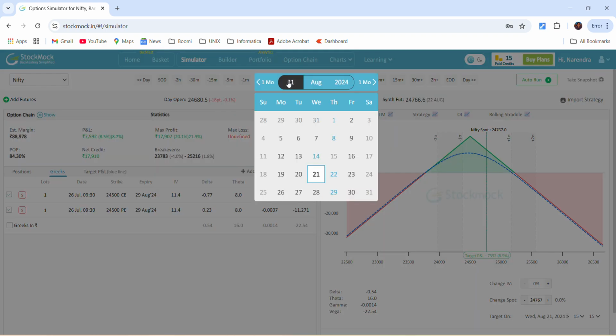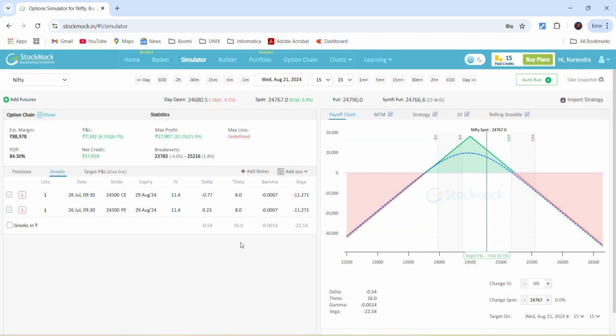It also reaches another rule of ours: we don't do any adjustments or go into a trade in the last week. So this is the right time to exit from this trade.